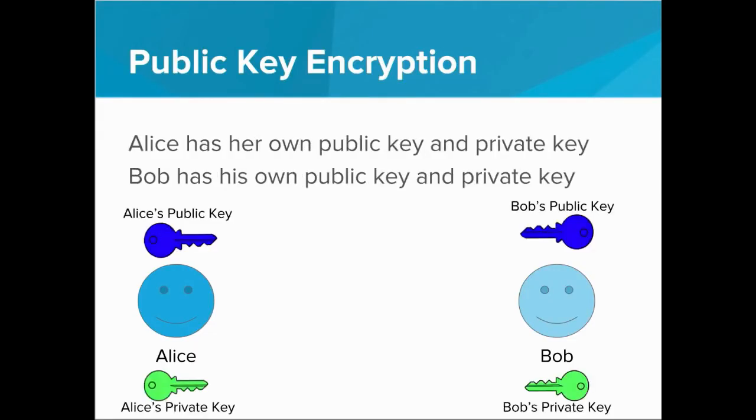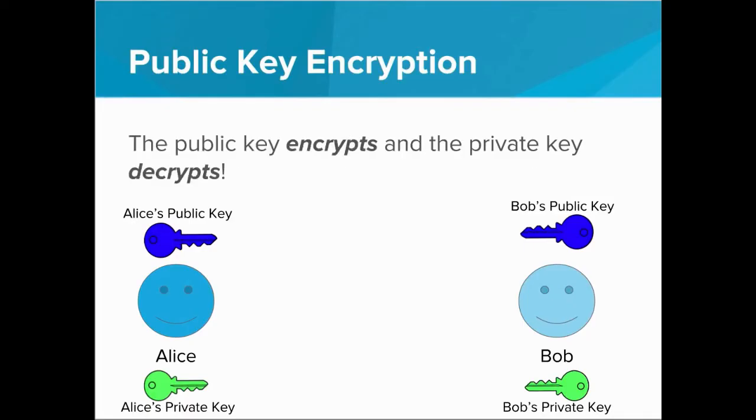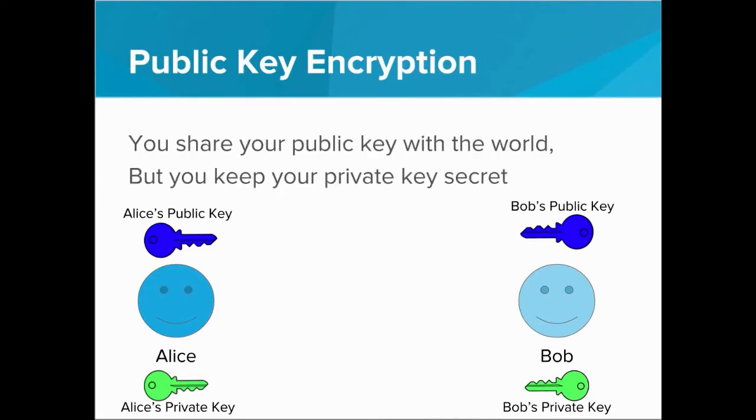So in this system, everybody has a public key and a private key. So Alice has her own public key and her own private key. Bob has his own public key and his own private key. Now the public key encrypts the data and the private key decrypts the data. So the way this works is you share your public key with the world. It's fine, it's public. Anyone can take it. It's not going to be able to decrypt anything, it can only encrypt. But you must keep your private key secret because the private key is what decrypts all the messages.